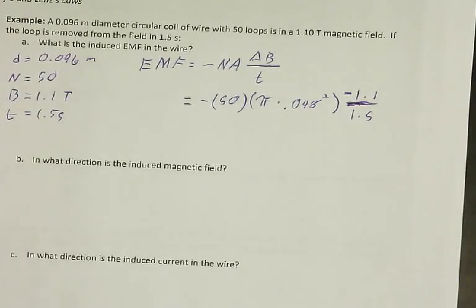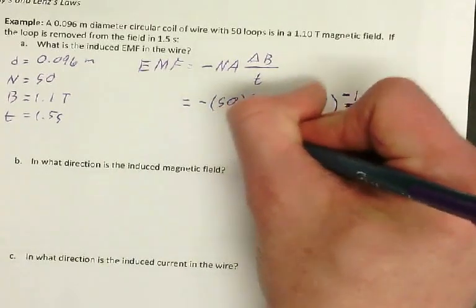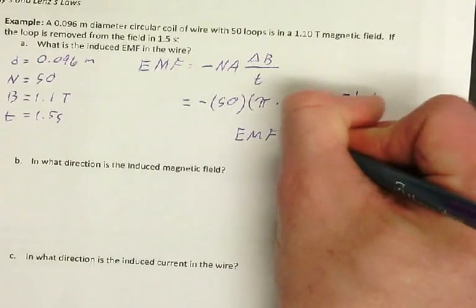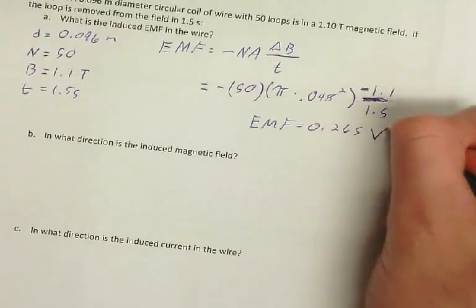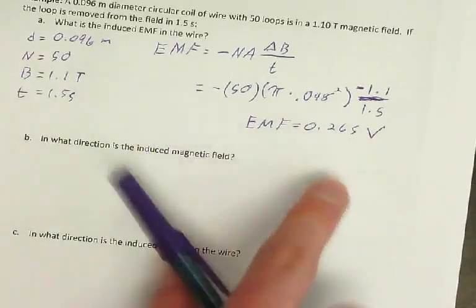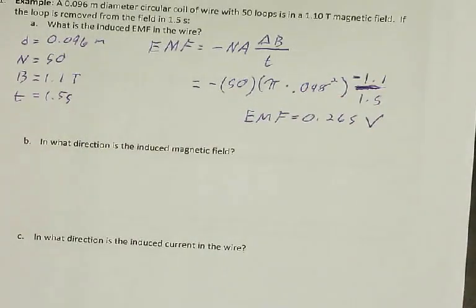Then we just multiply everything. So 50 times pi times 0.048 squared times 1.1 divided by 1.5 gives me a voltage of 0.265. Notice I got a positive answer, and the units are volts. I got a positive answer because I got a negative and a negative, so the negatives cancel.